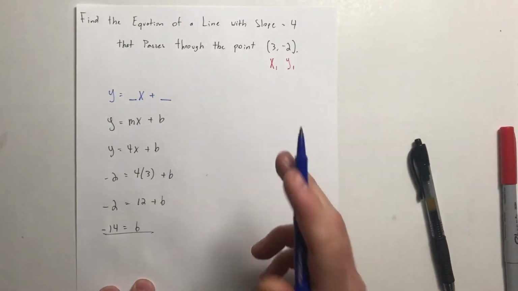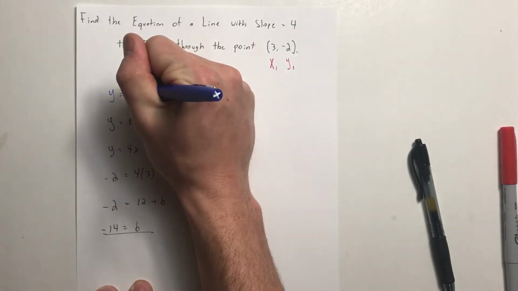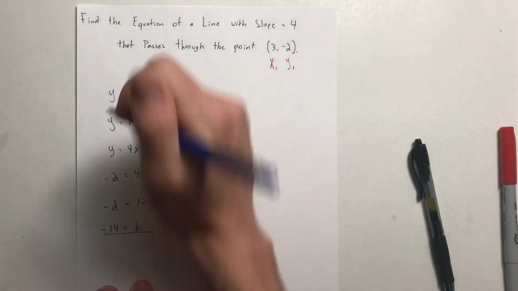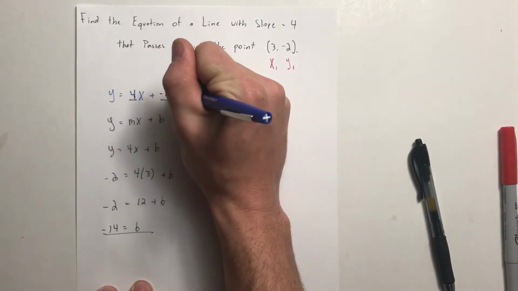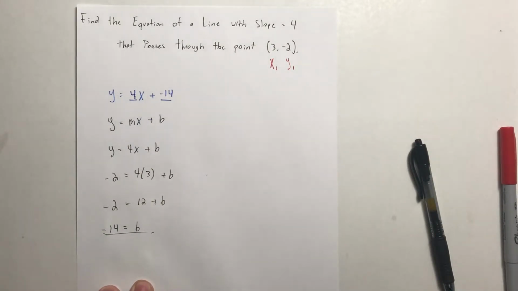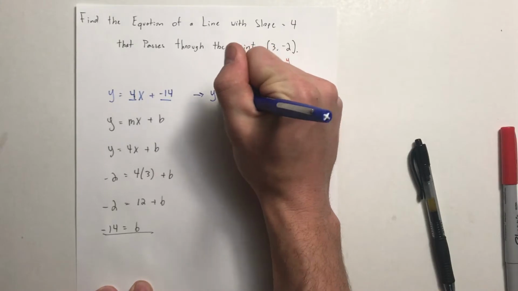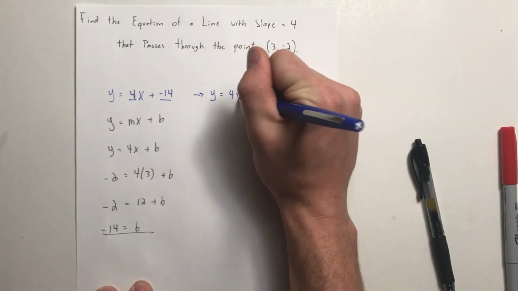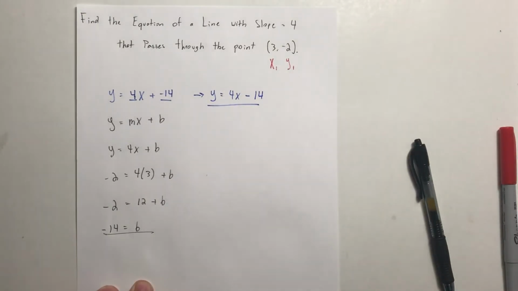So the full slope-intercept form of this line is going to be simply plugging in 4 for our m right there, and then plugging in negative 14 for our b right there. If this were an exam or something, we'd want to simplify a little bit and say y equals 4x minus 14, and that is our slope-intercept form of the line.